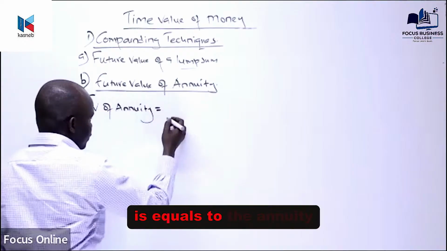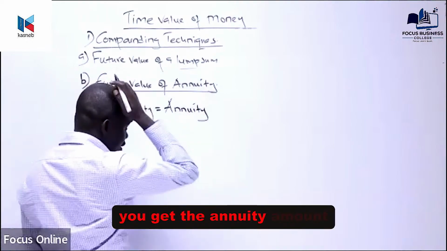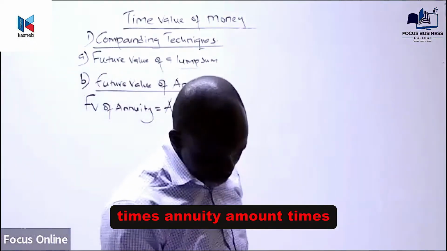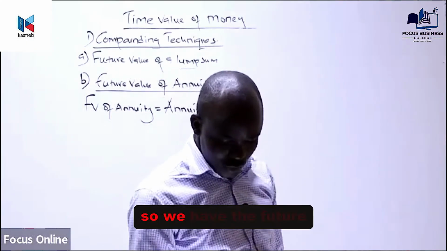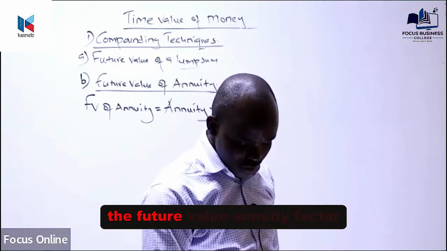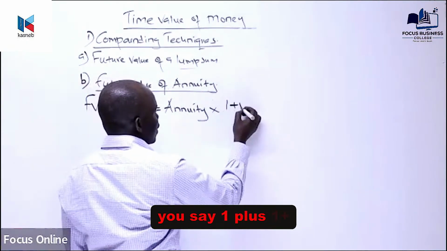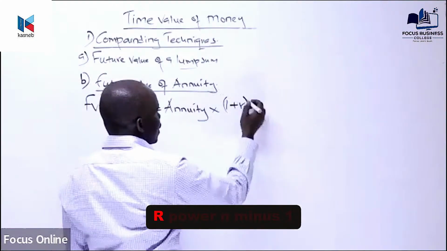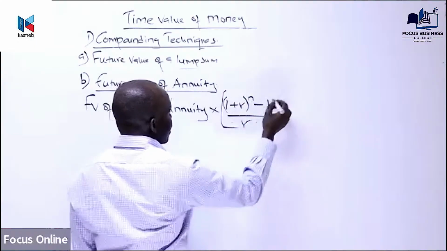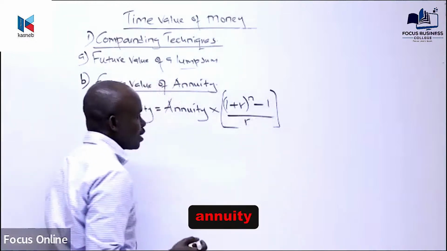Without wasting a lot of time, future value of annuity is equal to the annuity amount times the future value annuity factor. The future value annuity factor, you say 1 plus R power n minus 1 over R. That's how we get the future value of an annuity.